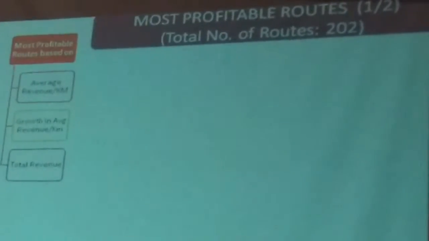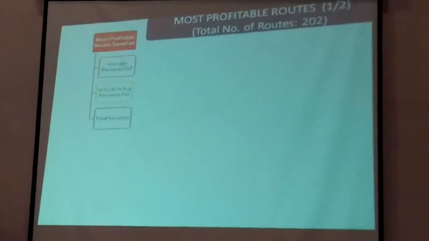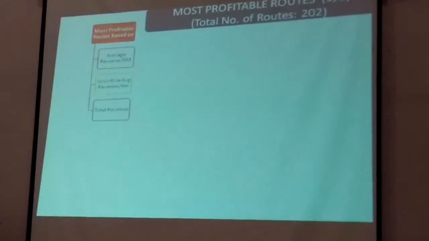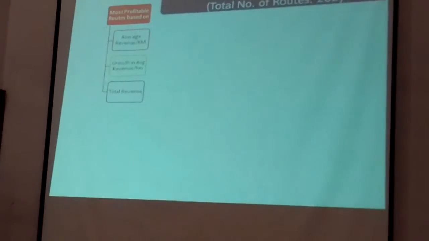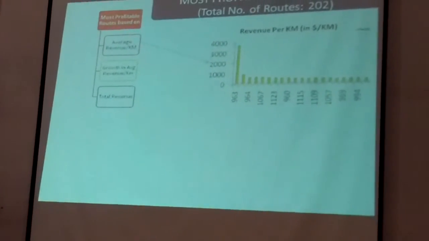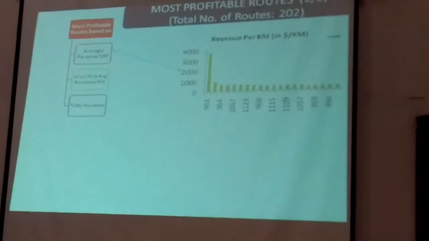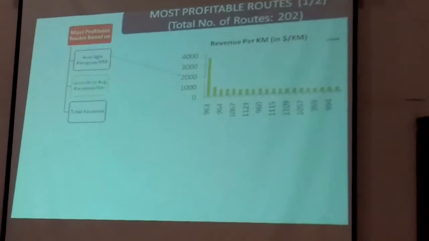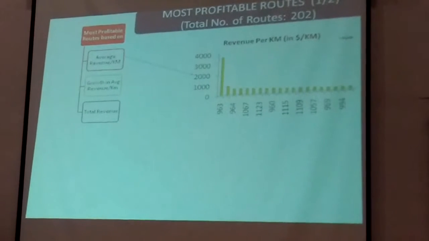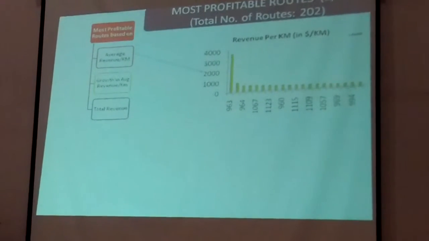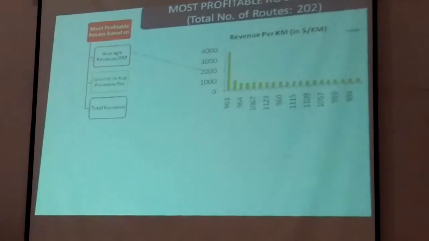And next is the growth in the average revenue per kilometer. And we also have to take into account the total revenue, because we cannot just look at the growth, we have to look at the base as well. So with respect to average revenue per kilometer, these are the routes which show the maximum revenue per kilometer. These are generally the routes from the major cities like New York and Washington.